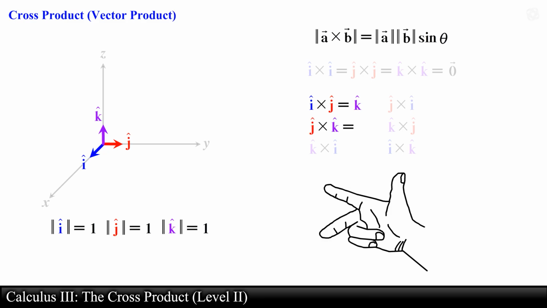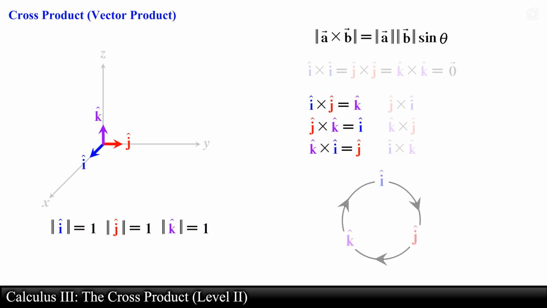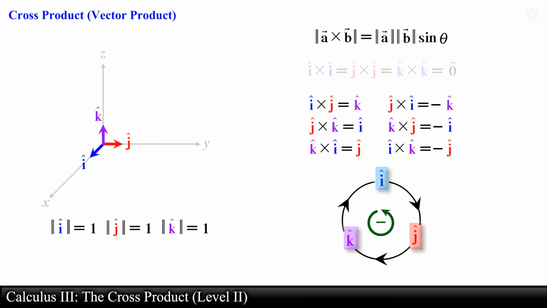In a similar fashion, j hat cross k hat is equal to i hat, and k hat cross i hat is equal to j hat. The following diagram is extremely useful for remembering the cross products between the unit vectors. For example, i hat cross j hat is equal to k hat. When moving along the arrows clockwise, the cross product is positive. And when moving along the arrows counterclockwise, the cross product will be negative.